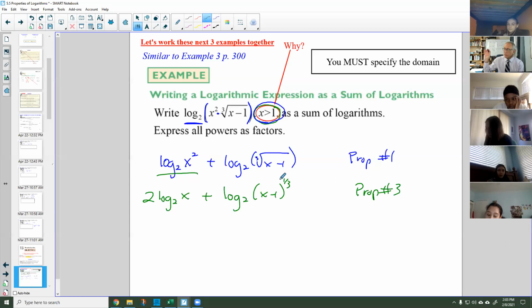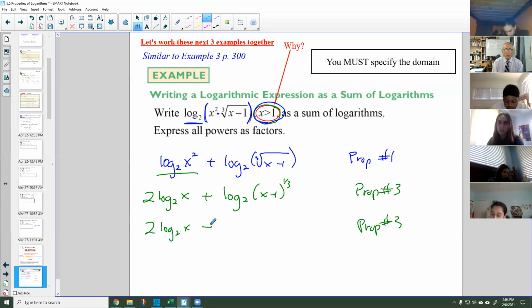Yeah, I have a question about that. Please. Did you use a property for that, or were you just making it an exponent instead of a square root? I was just making an exponent instead of a radical. And the reason I did that, Brooklyn, is because I want to use property number 3 again. This one here is as expanded out as it's going to get, log base 2 of x. But this now is plus 1/3 log base 2 of x minus 1. Do you see I used property 3 to do that?